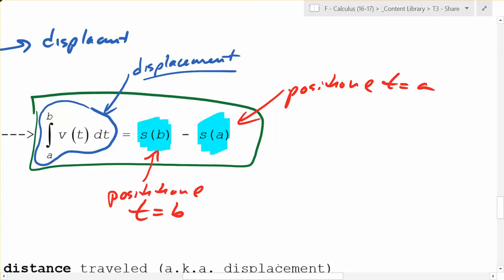Let's say I go 10 miles forward and 10 miles backwards. What's my displacement? If I go 10 miles forward and 10 miles backwards, what's my displacement? 0. This formula should therefore make sense in that category because I would be subtracting 0 minus 0, right?